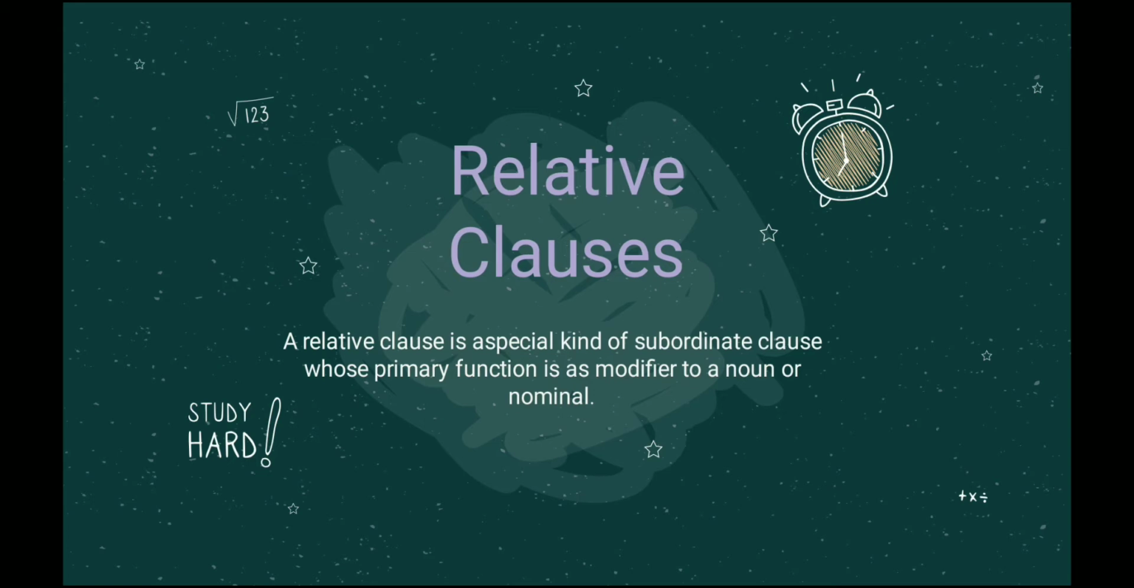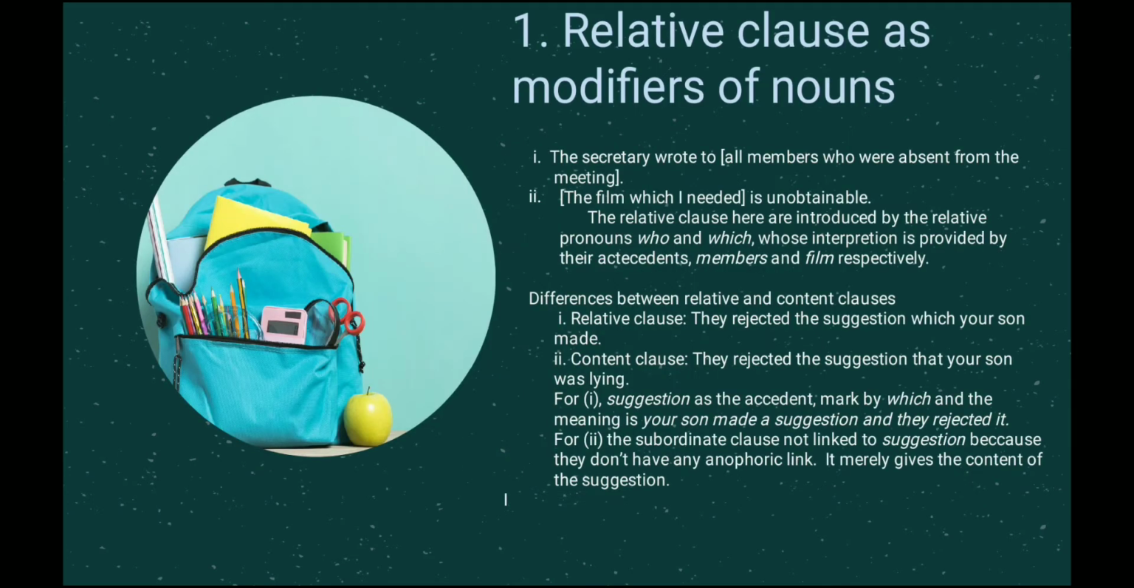And here are examples of relative clauses as modifiers of nouns. The first: the secretary wrote to all members who were absent from the meeting. Second: the film which I needed is unobtainable. The relative clauses here are introduced by the relative pronouns who and which, whose interpretation is provided by their antecedents, members and film, respectively.